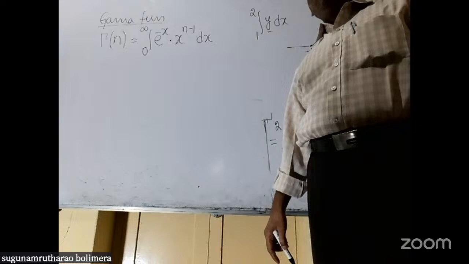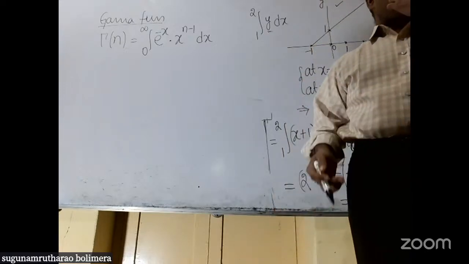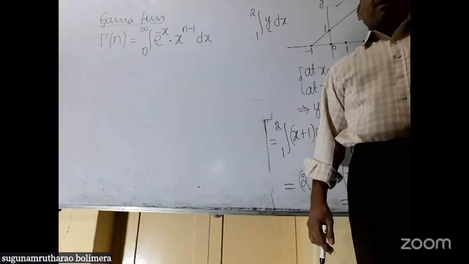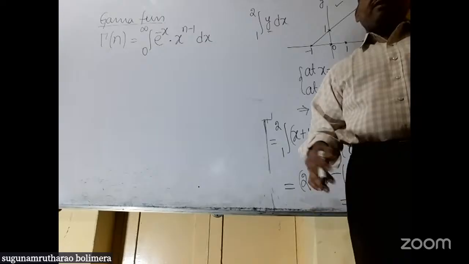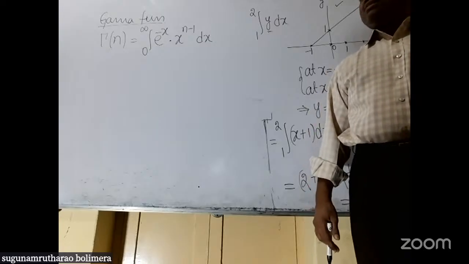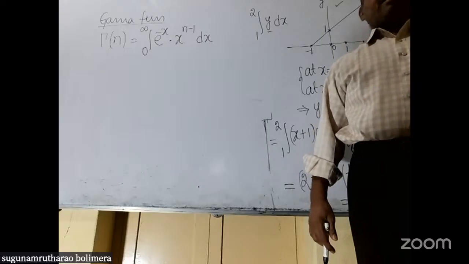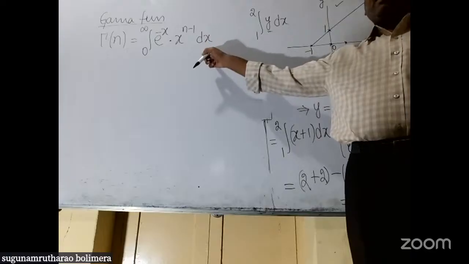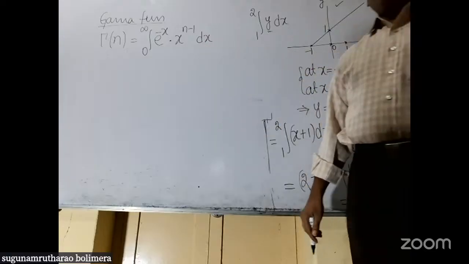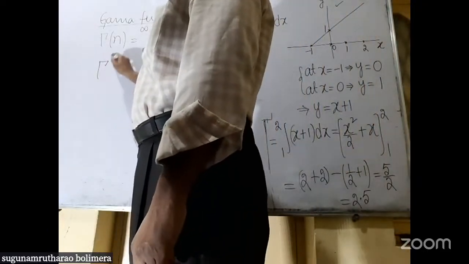If the limits are from 0 to infinity, minus infinity to infinity, or minus infinity to 0, those are known as improper integrals. If you consider such improper integrals, we are going to use this gamma definition. And here we have the related concepts.